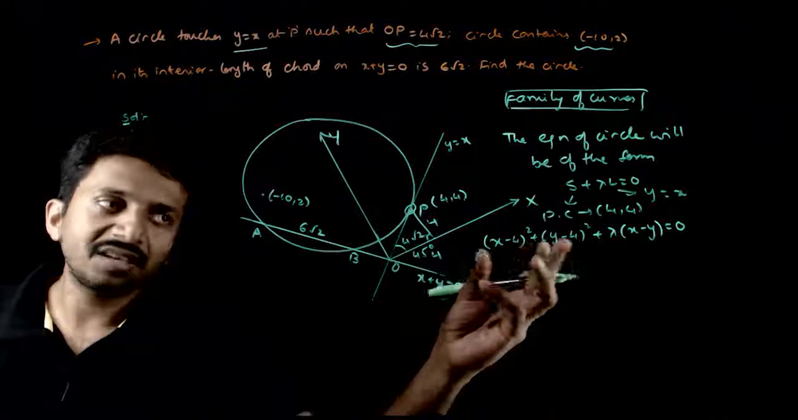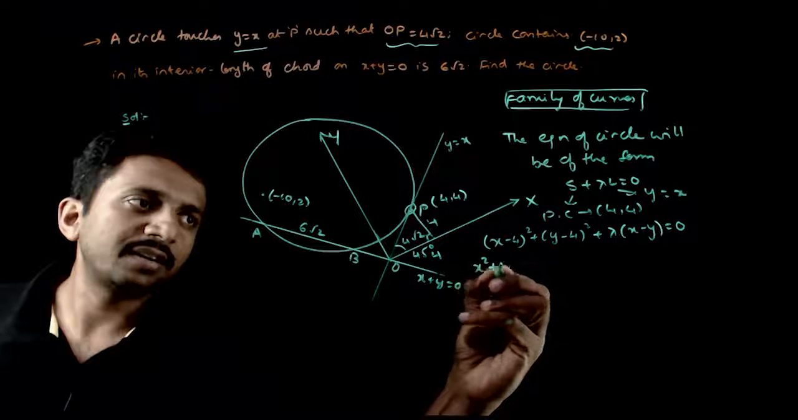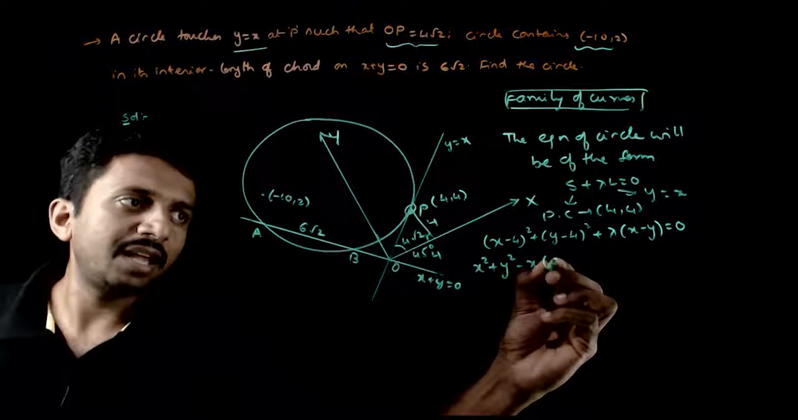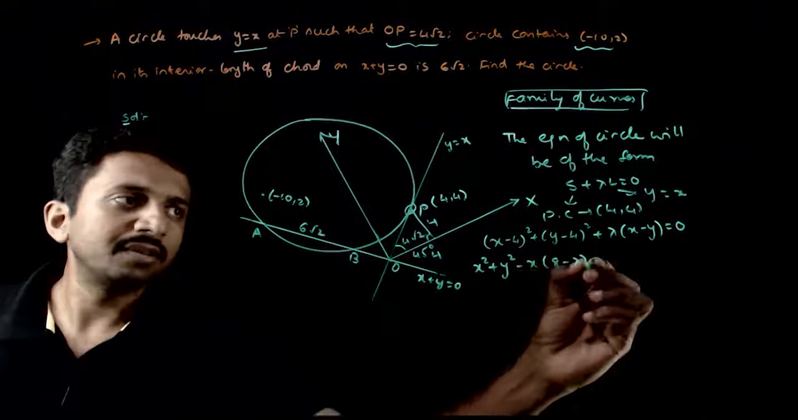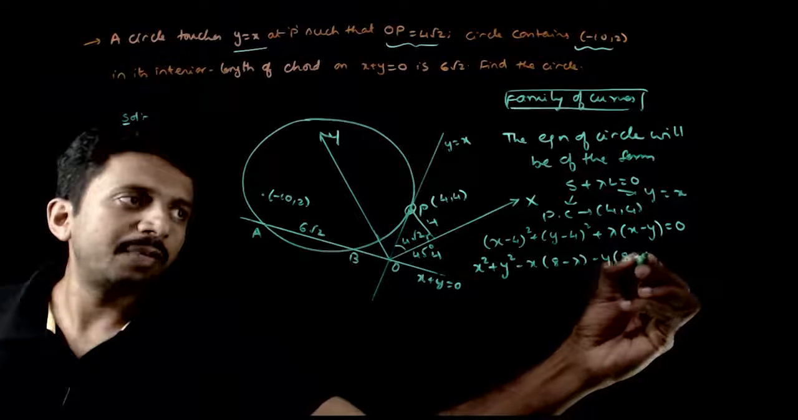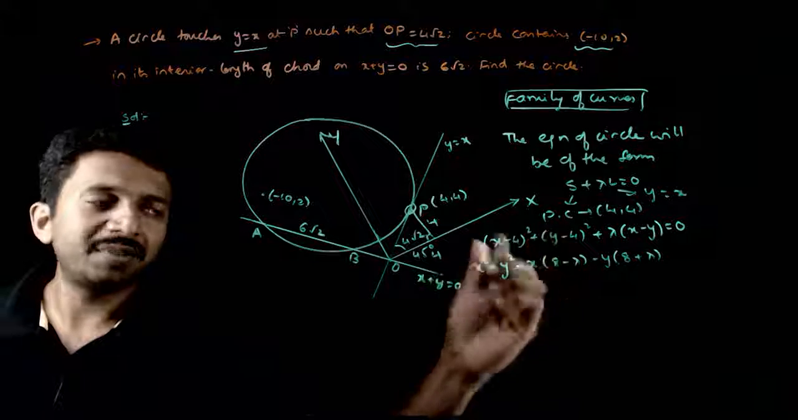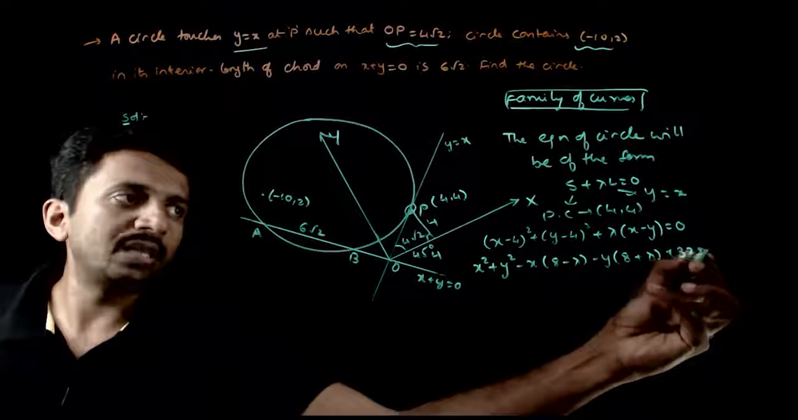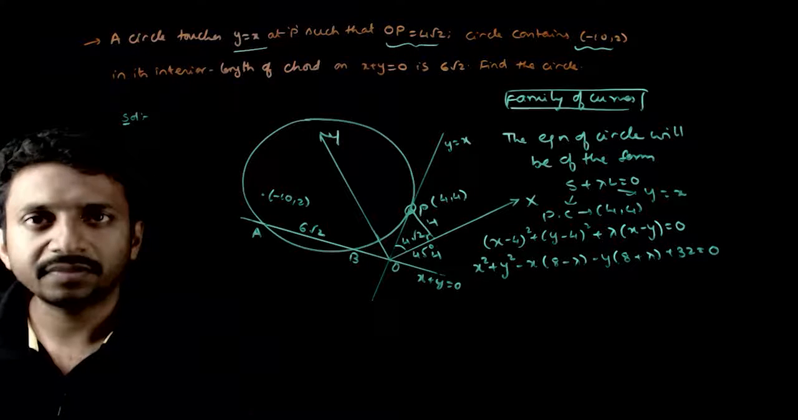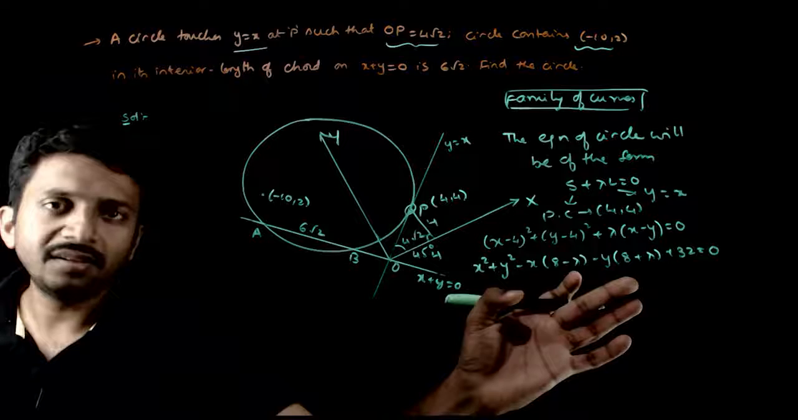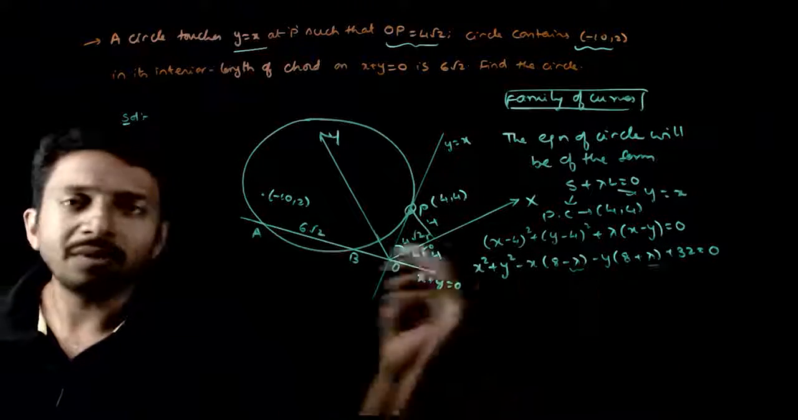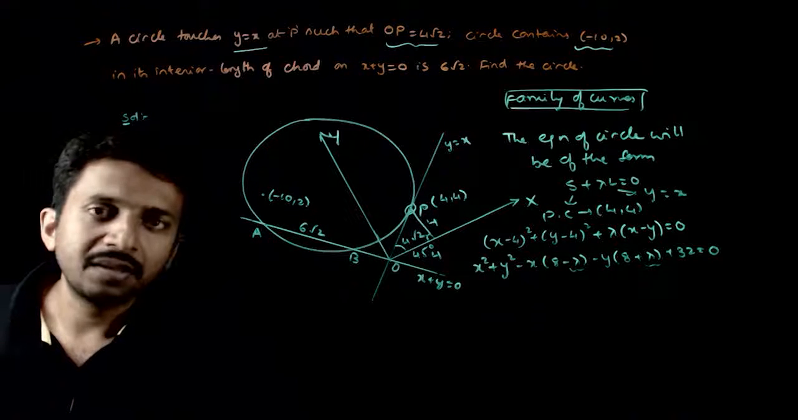Now if I simplify this equation, I get x square plus y square, minus x times (8 minus lambda), minus y times (8 plus lambda), plus 16 plus 16, that is plus 32, equals 0. So this is the equation of the circle where lambda is unknown. This lambda we will have to find from the second condition.